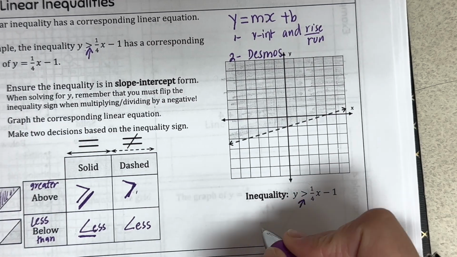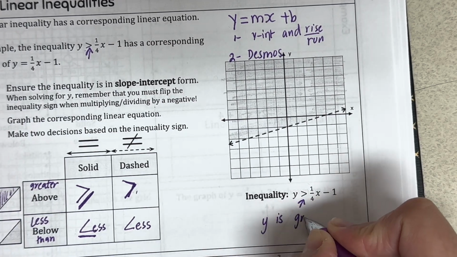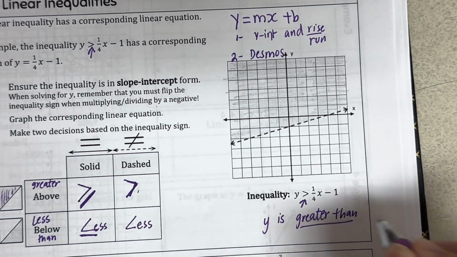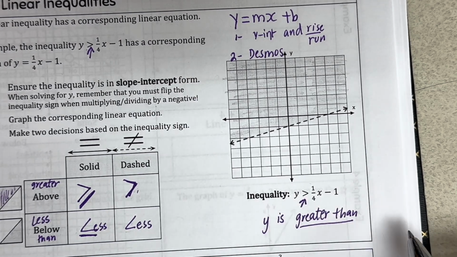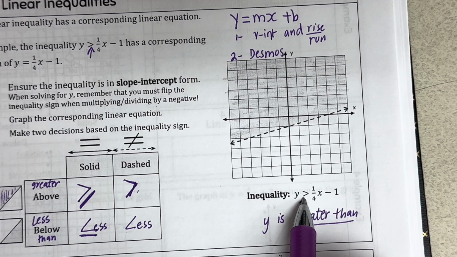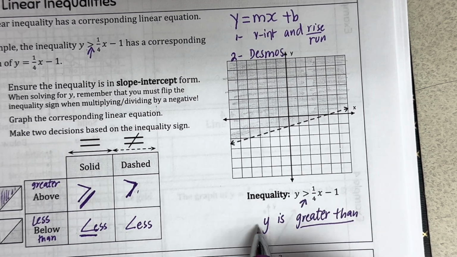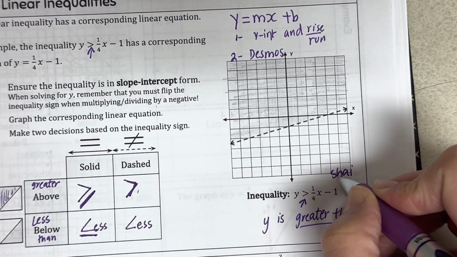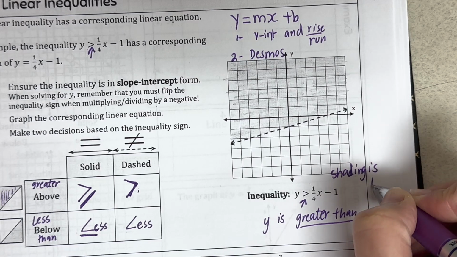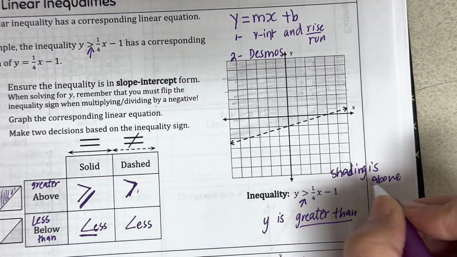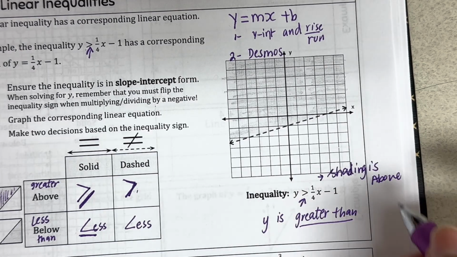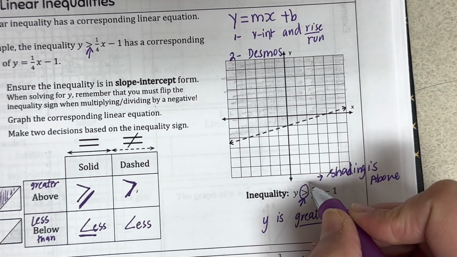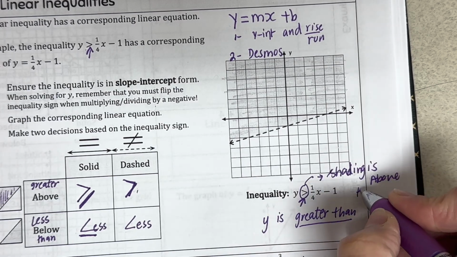So this one says y is greater than. Greater than is from the symbol. It doesn't have an equal sign in it, so it doesn't have an equal part. What it means is that greater means the shading is above. Shading is above that line, and the line is dashed. So the note that you get from this inequality is that shading is above the dashed line.